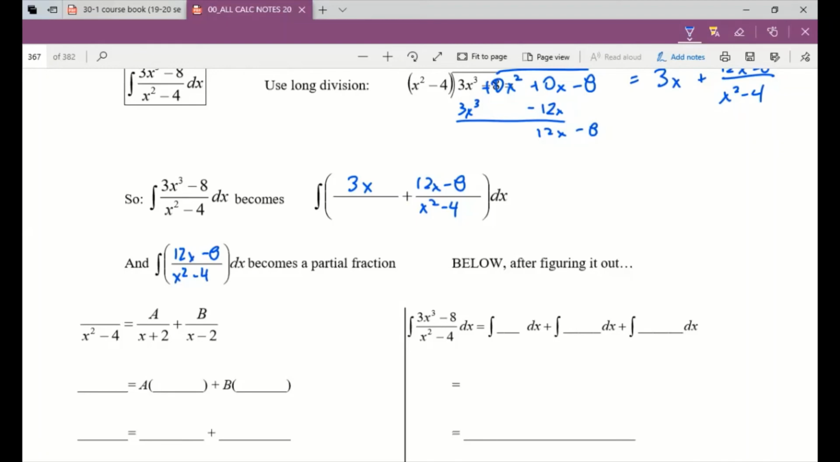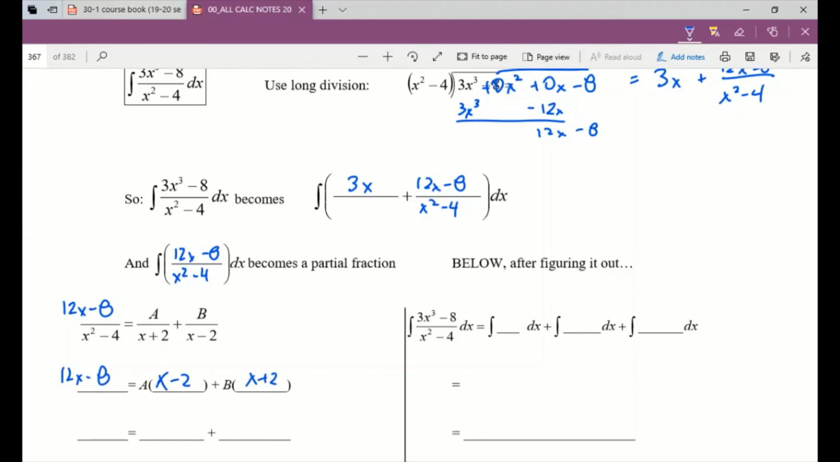And so therefore, let's see what we have here. We've got 12x minus 8 over x squared minus 4. If we factor that denominator, it's a factor of x plus 2 and x minus 2. So therefore, 12x minus 8 is equal to a times x minus 2 plus b times x plus 2.